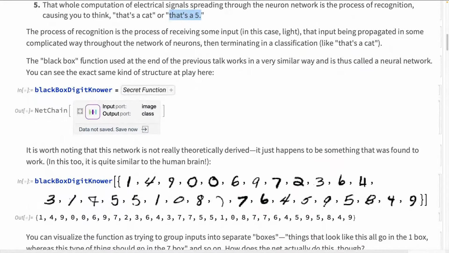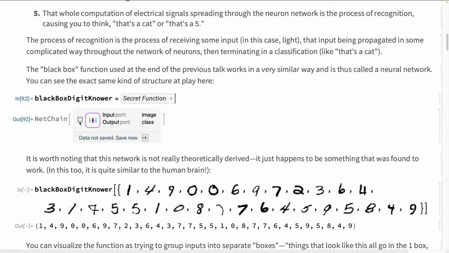So the black box function that we used at the end of yesterday's talk, the black box digit knower, as it was very cleverly named, is a secret function. If I don't suppress the output, we can see that it is a net chain. So indeed, this thing is a neural net.